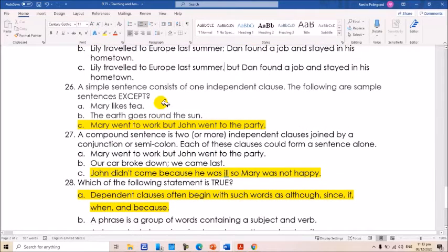So moving on to number 26. A simple sentence consists of one independent clause. The following are sample sentences, except, of course, C is the answer. A and B are examples of simple sentences right here.